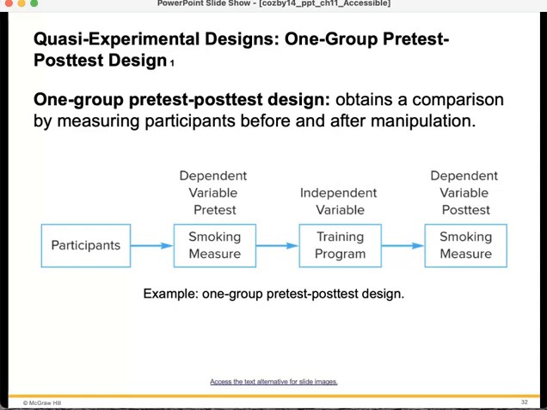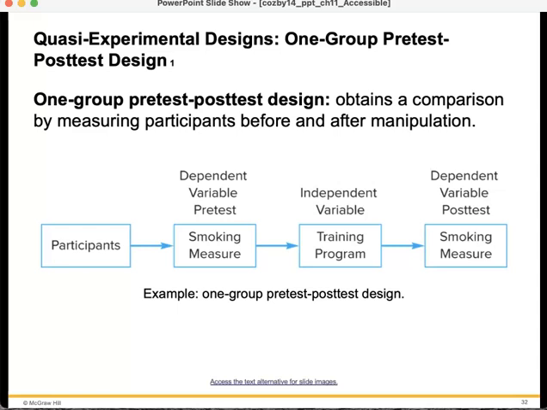Using the one group pretest post-test design, you would select a group of people who smoke, administer a measure of smoking, have them go through relaxation training, and then re-administer the smoking measure. And so your design would look like this. The participants, the dependent variable, the pretest would be the smoking measure.